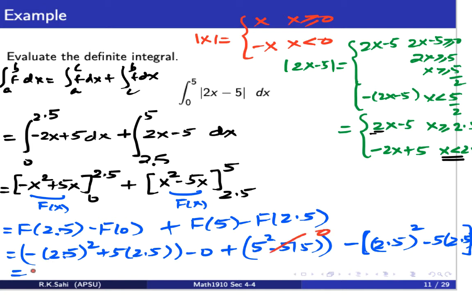So what do you get here? You are going to get minus 6.25 plus 12.5, and then opening up the brackets, minus (6.25 minus 12.5). When you do the whole math of this one, the final answer is 12.5. You can do this calculation. The main important part, guys, is that when you're looking at an absolute value function, you have to remember the definition of the absolute value.